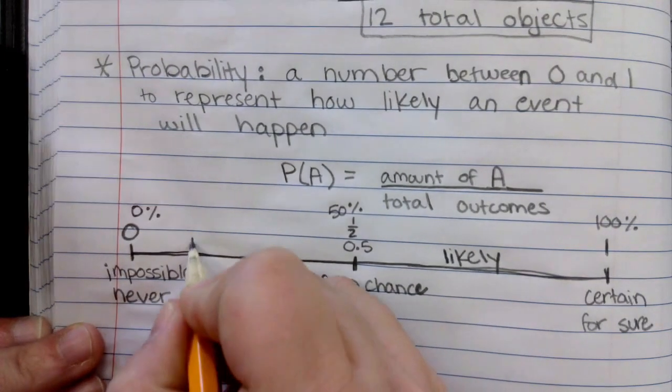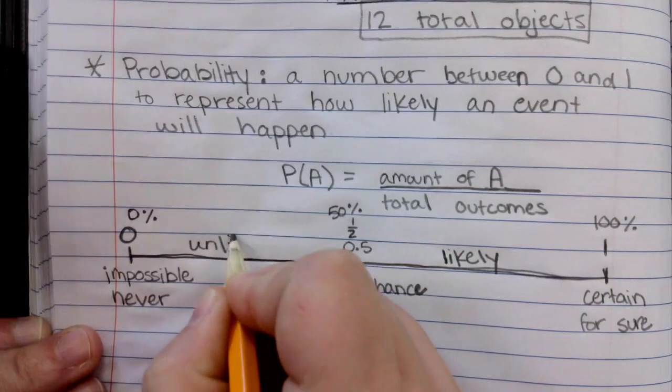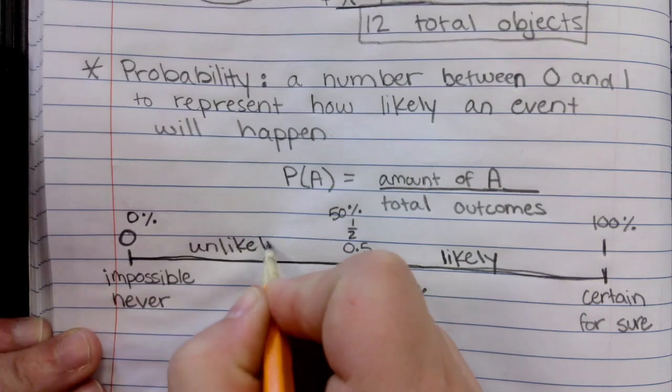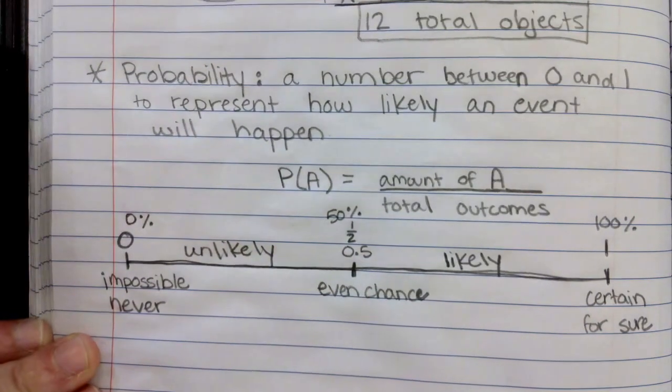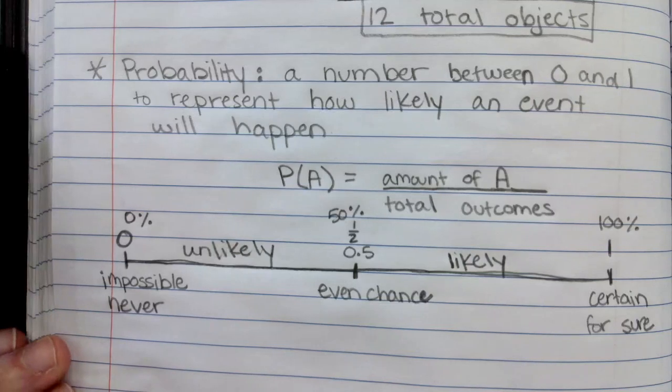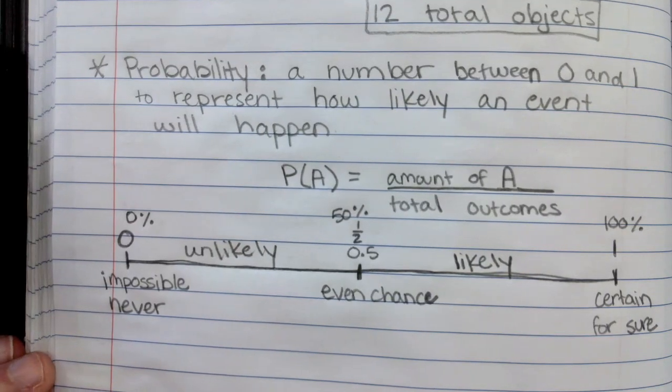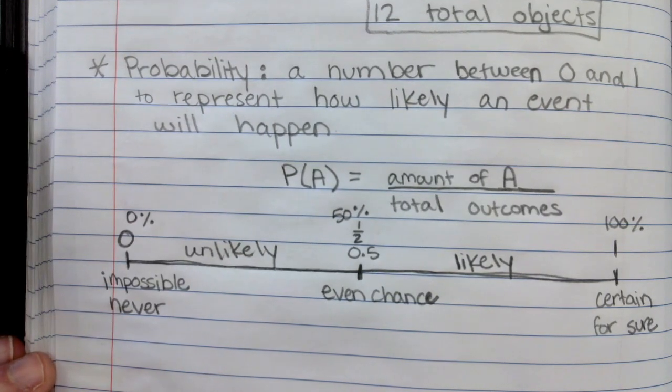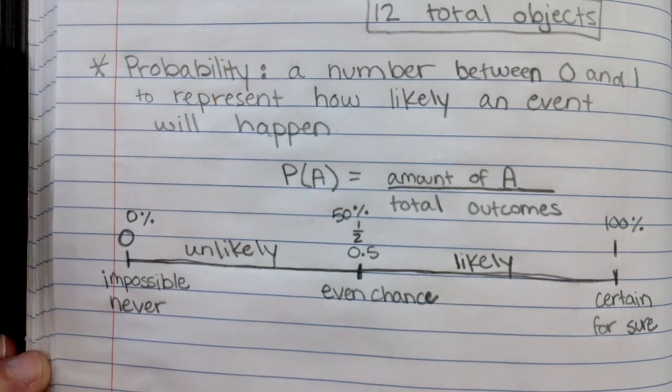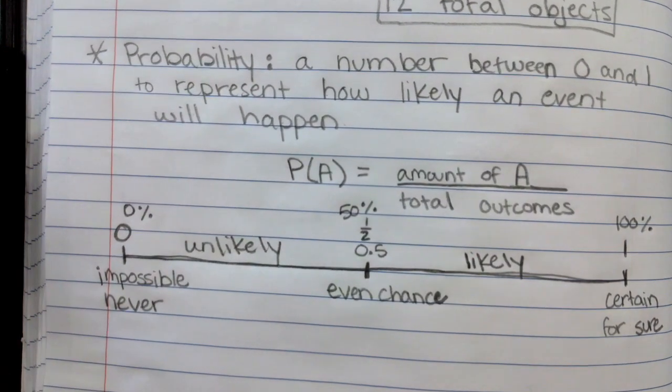All right, we have one example here. We're going to do a couple probabilities. We're going to find the probability, and then we'll classify it depending on what that probability is. Okay. So for our experiment here, we're going to roll a dice.